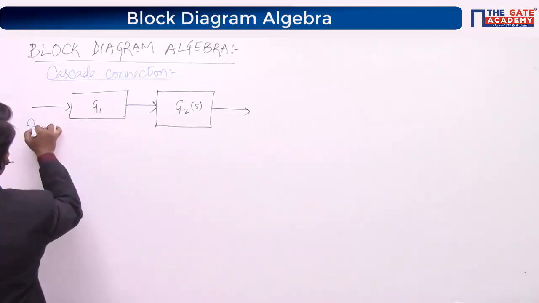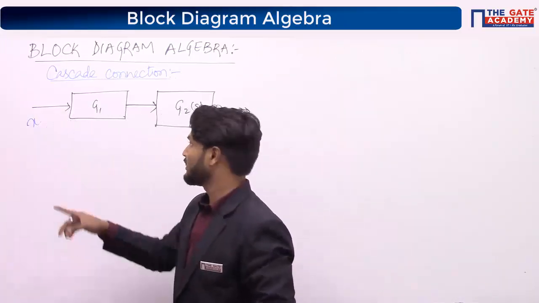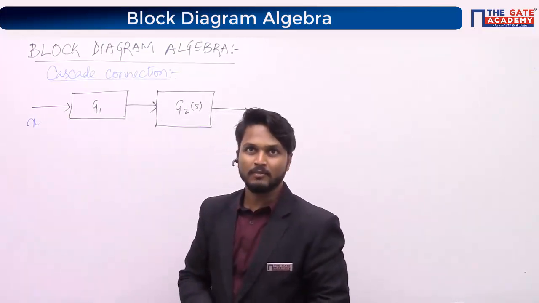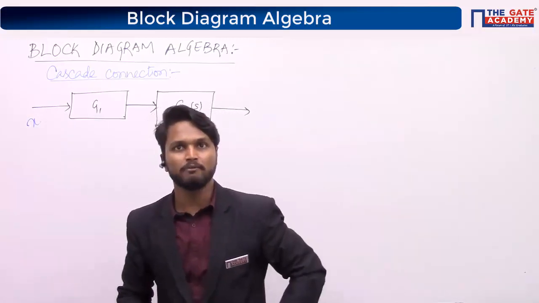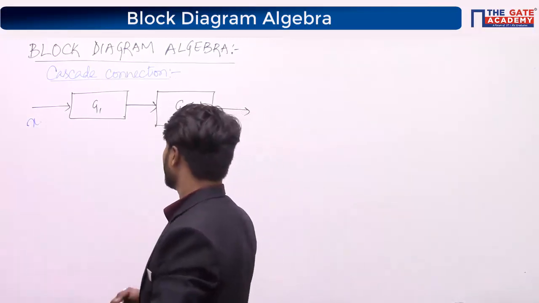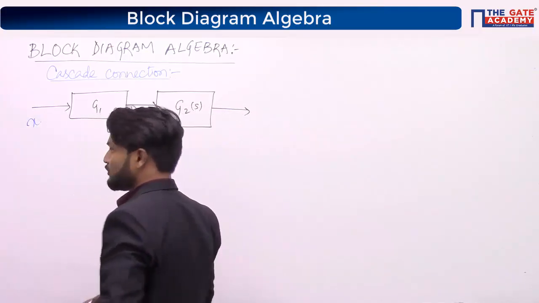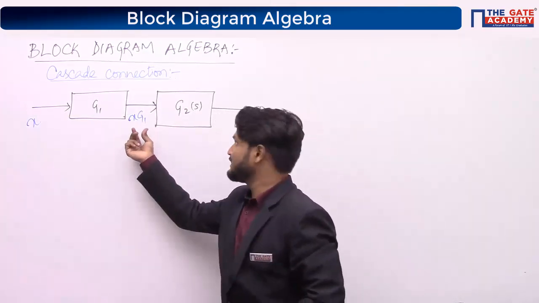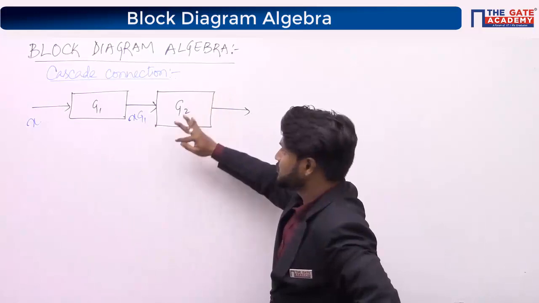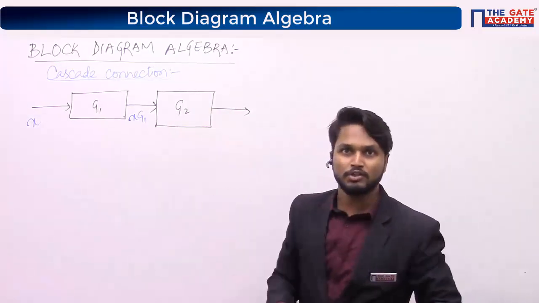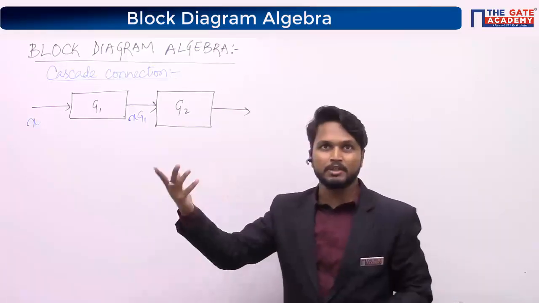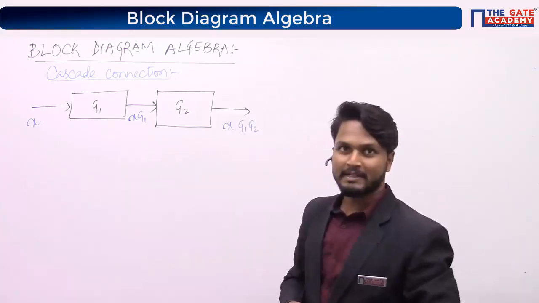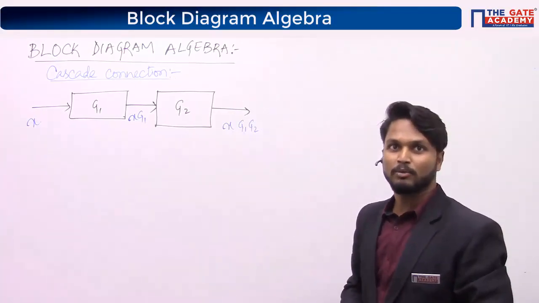So let us say you are giving X as input to this G1 block. What is the output after this G1? Tell me, everyone. X times G1. Vikas Meena, very good. Now this X times G1 is input to G2. So what is the output after G2? It is X times G1, G2.